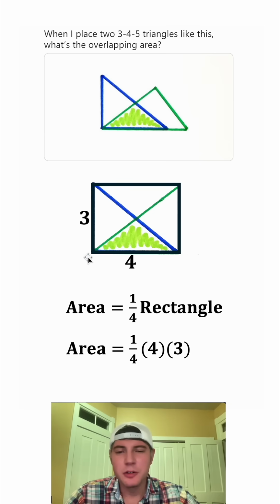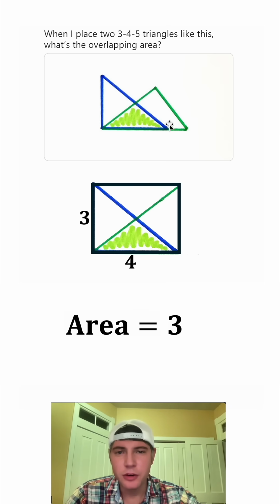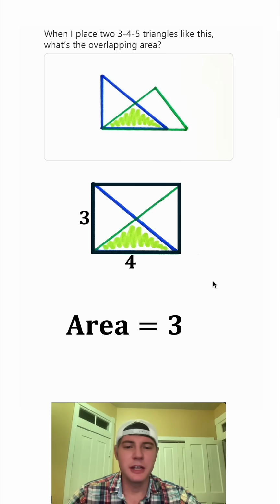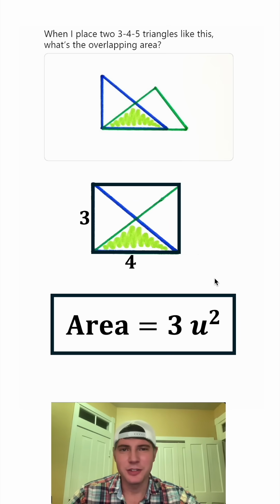And the area of this rectangle would be 4 times 3. So the area is 1/4 of 4 times 3. And the 1/4 and 4 can cancel each other out. So the area of this overlapping region is equal to 3 units squared. Let's put a box around it.